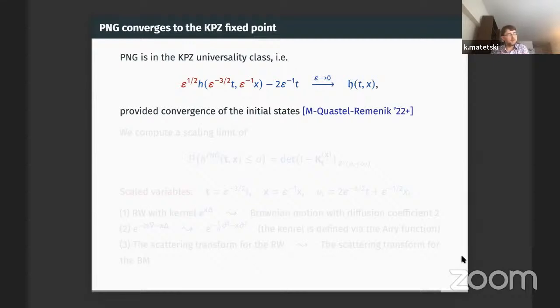As Daniel said, the PNG model belongs to the KPZ universality class. So it means that if we apply the 1-to-3 rescaling to the PNG height function, and remove the global deterministic growth, which is in this case 2 epsilon^-1 t, then when epsilon goes to zero, we obtain convergence to the KPZ fixed point. This is an ongoing work with Daniel and Jeremy. Pointwise convergence of the kernels is easy to show, and of course the challenge is to prove that the kernels converge in the trace norm.